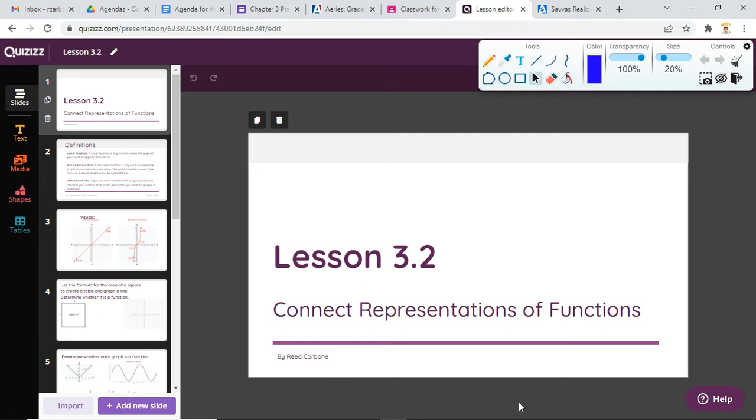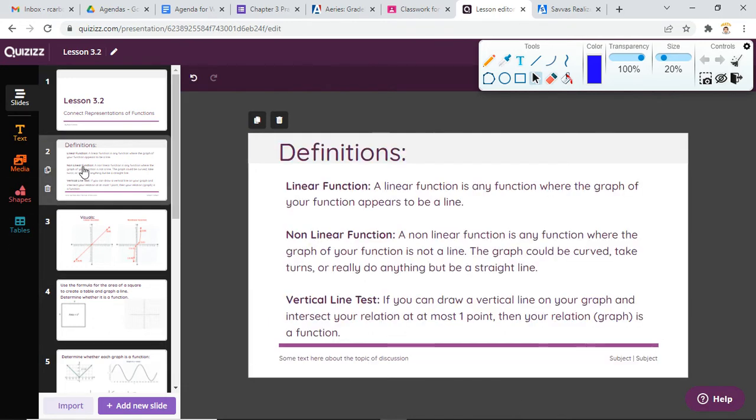So yesterday we really focused on arrow diagrams, we focused on coordinates, like just x and y coordinates, and we focused on tables. Today what we're going to be focusing on is graphs. So let's talk about a few different types of functions.